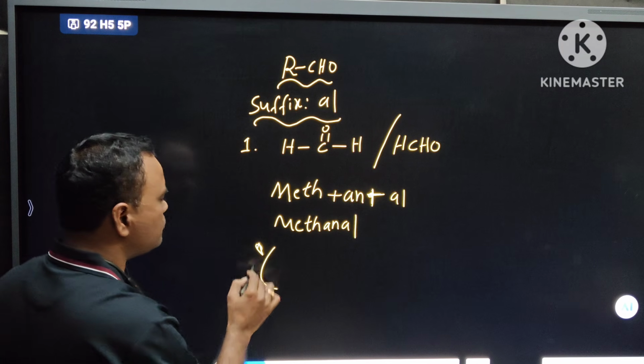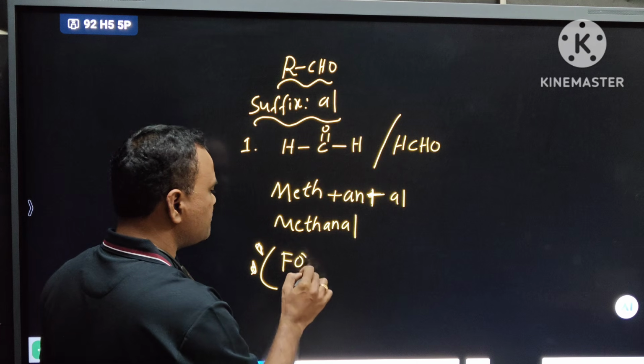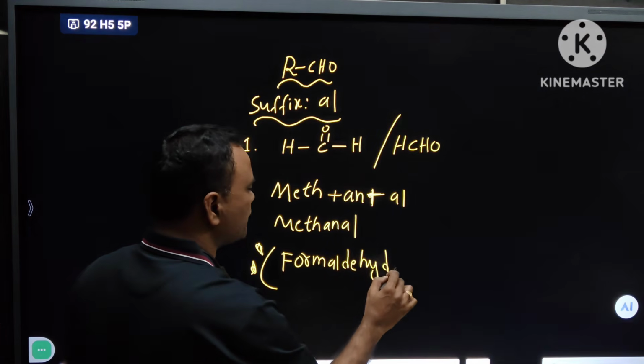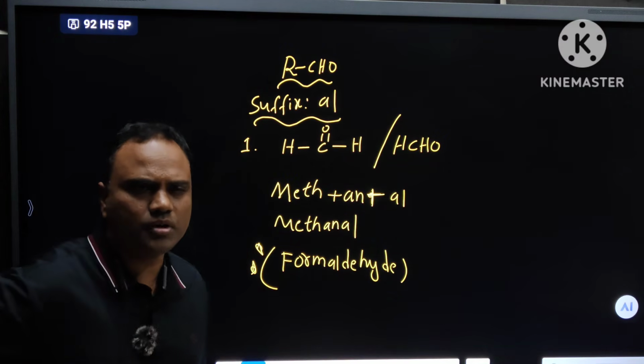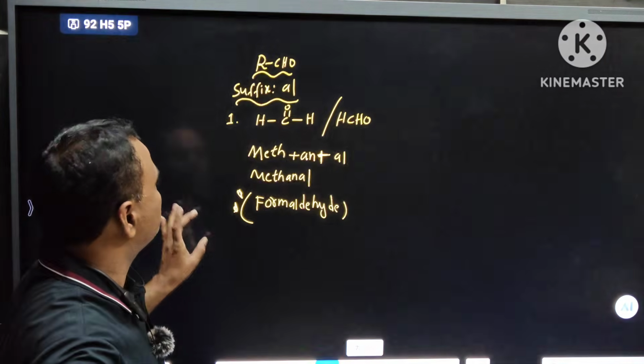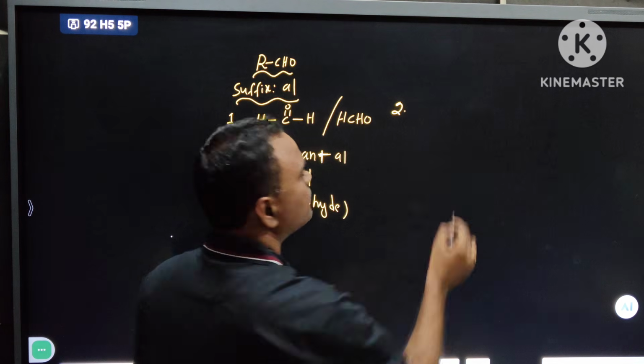Read it by combining: methanal. And the common name is most important, right? In the second year, these names will come. The common name is formaldehyde. Okay, right.